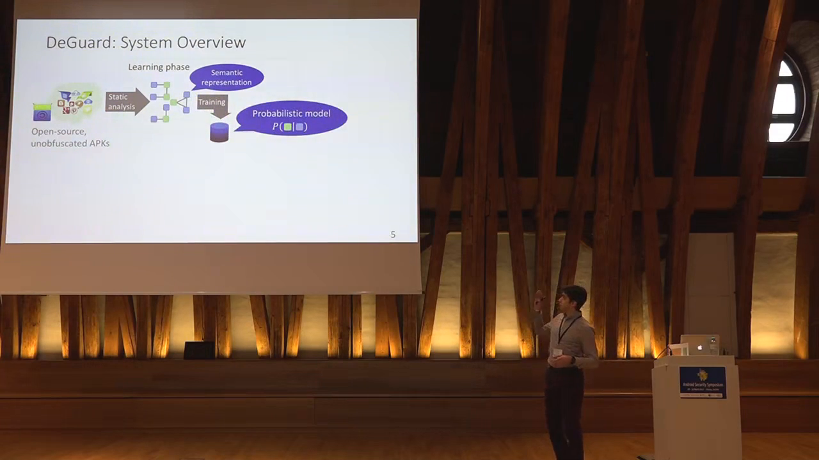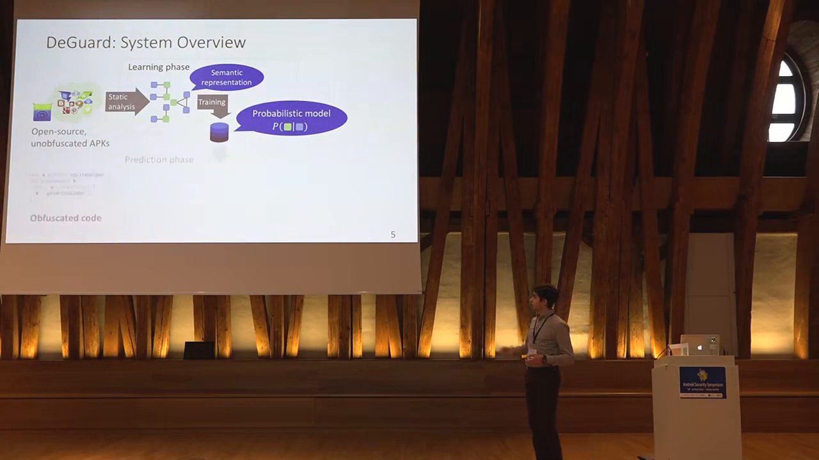Having derived this semantic representation, then we have a training phase. The idea of this training phase is to learn a probabilistic model that captures how names are assigned to program elements. And once we have learned this model from all these thousands of open source applications, we can use this to deobfuscate applications. This is done during the prediction phase.